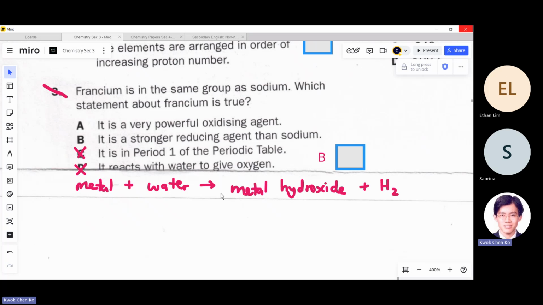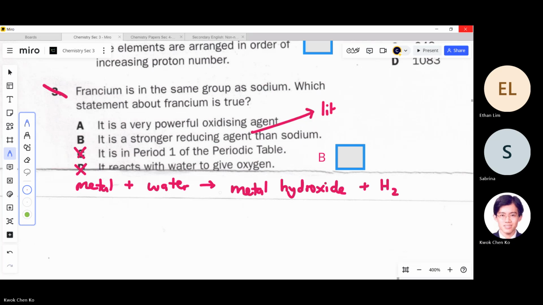Just for your info, strong reducing agent means what? It means that it likes to oxidize. Agree? So it means that francium likes to oxidize itself. That's why it can reduce other species, because it likes to oxidize itself. But what's the meaning of oxidize? Oxidize means to lose electrons, and francium likes to lose electrons.